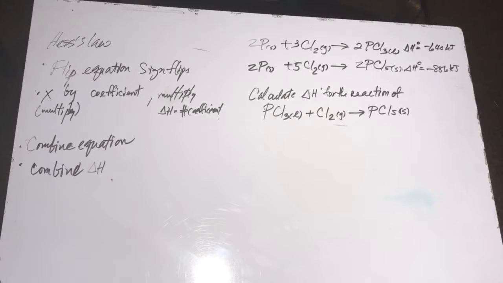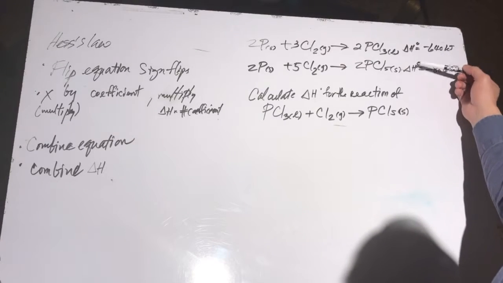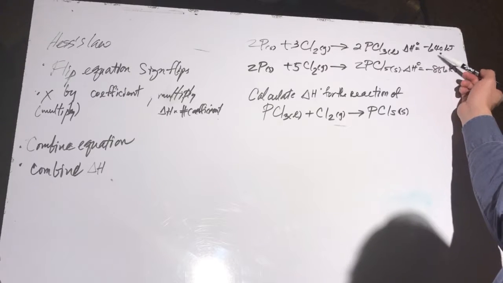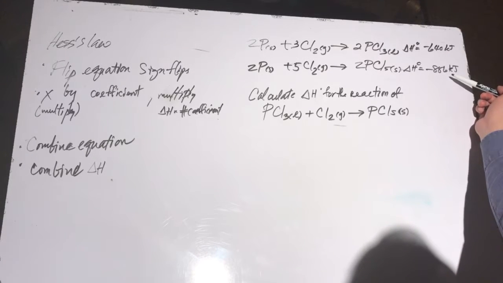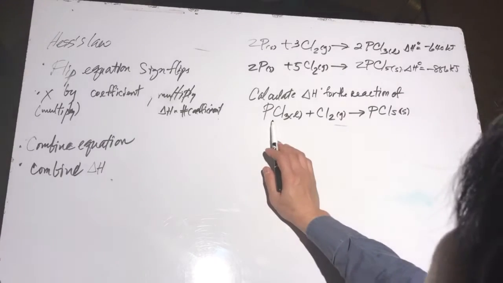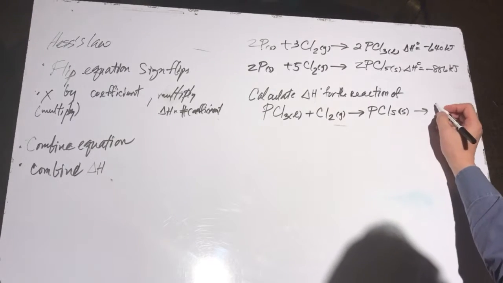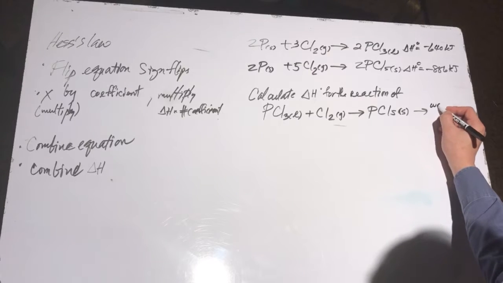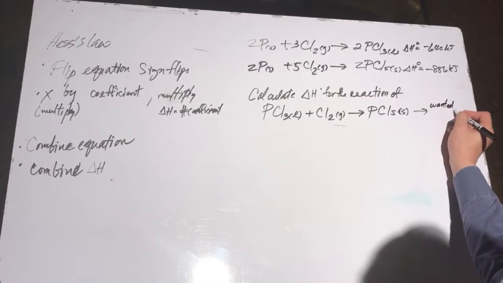So first, we need to see if we need to flip any equations or multiply by any coefficient. So now let's look at these 2 values. Both of them release heat. This is the amount of released heat for that one. So look at what we need. I'm just going to say this is what we wanted.